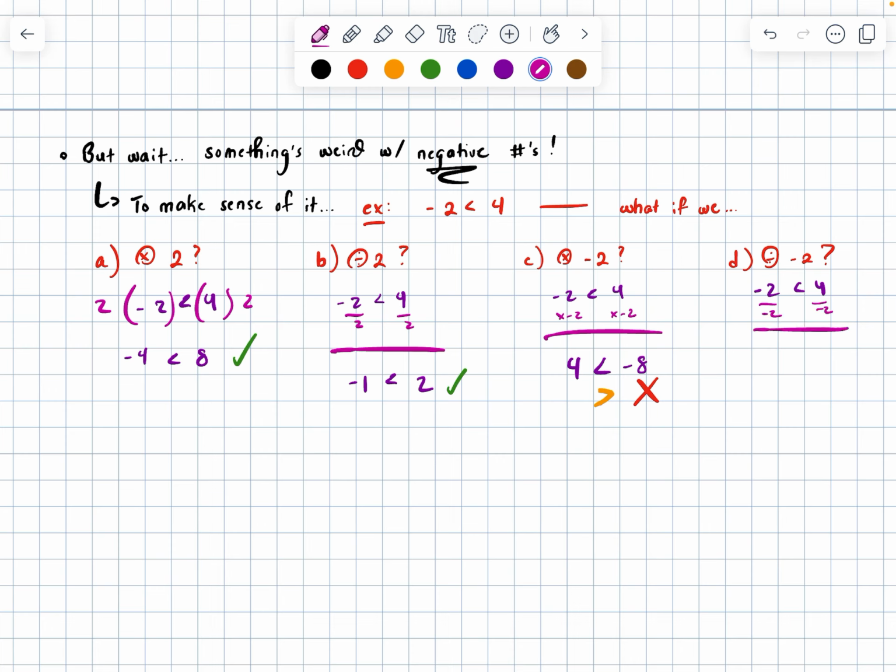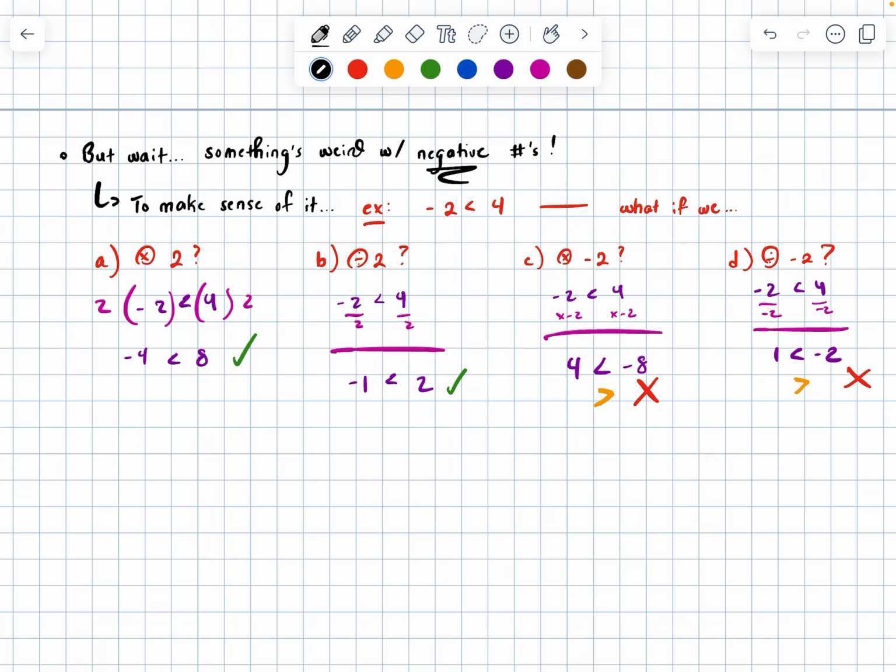Weird. So let's try it again with negative 2. In this case, I have negative 2 less than 4. If I divide negative 2 by negative 2, that gives me 1. And if I divide 4 by negative 2, that gives me negative 2. 1 is not less than negative 2. It is, in fact, greater than negative 2.